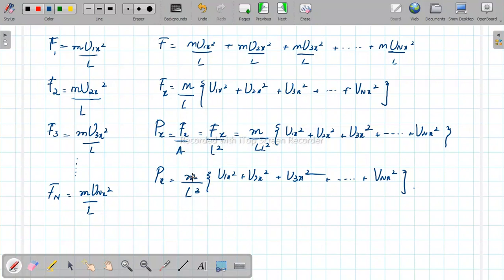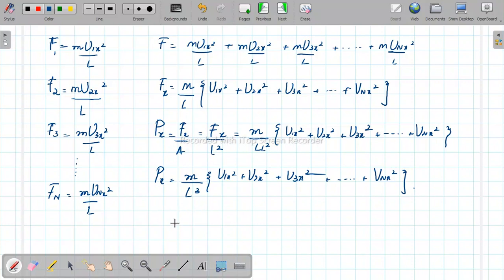Why? This m is the mass for one molecule, right? Where this L cube is the total volume available for total n molecules. This does not make sense. Either we take volume for one molecule and the mass for one molecule, or we take the entire volume available for n molecules and then the total mass for the n molecules, right?